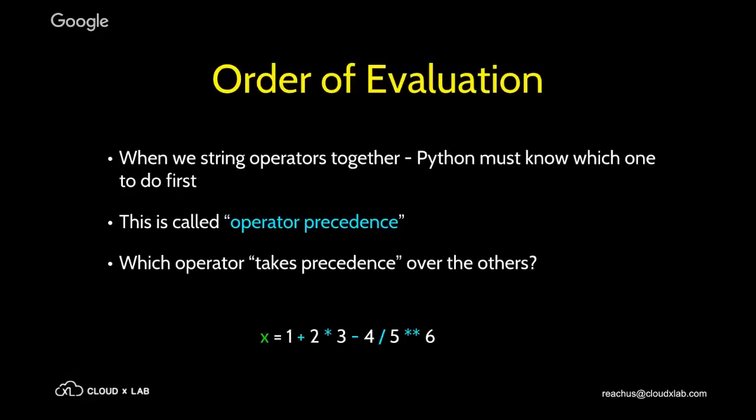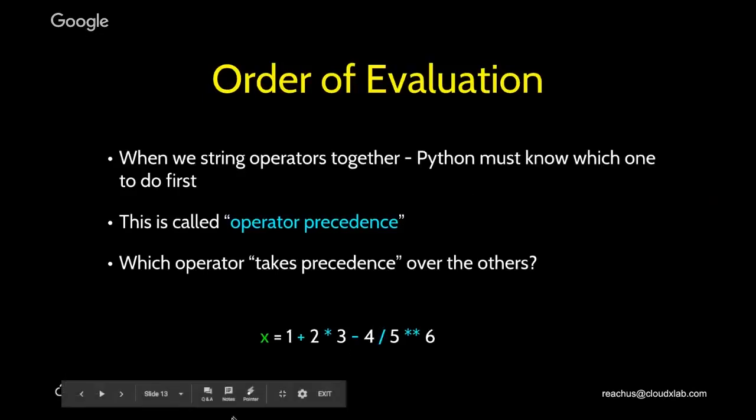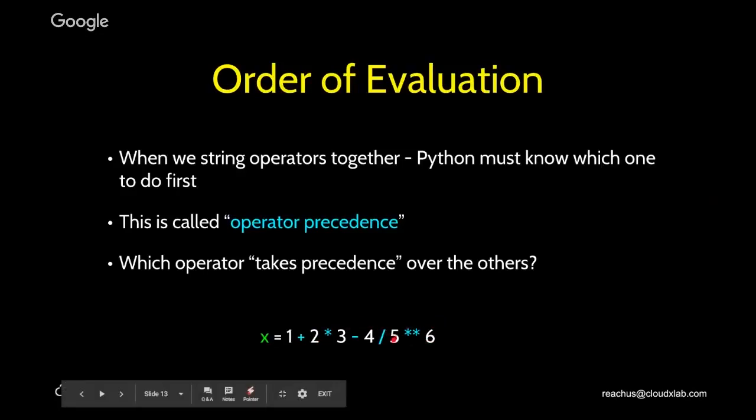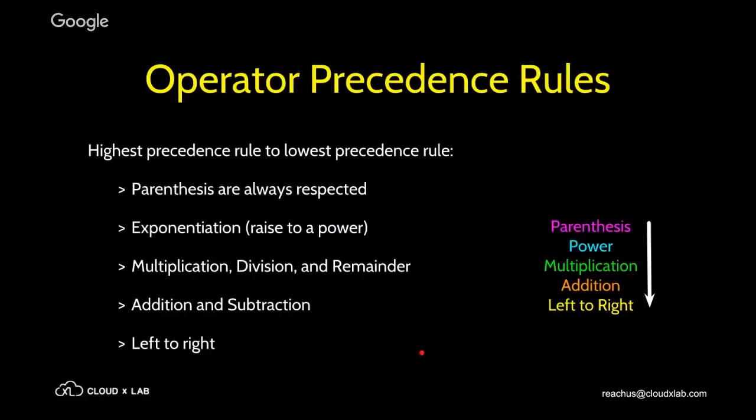So you can see that this looks like a really complex one. You see 1 plus 2 into 3 minus 4 divided by 5 to the power 6. So the question is, which one will get evaluated first? Yes, it'll be 5 to the power 6. Okay, so here are the rules.